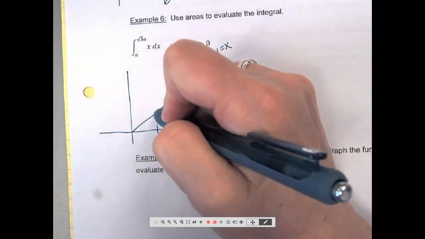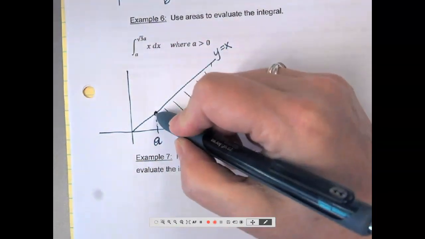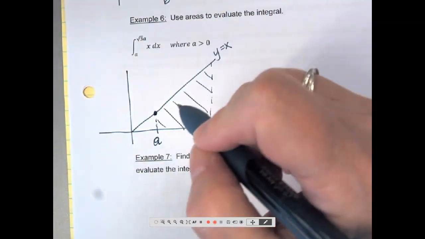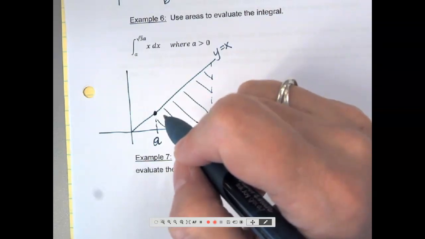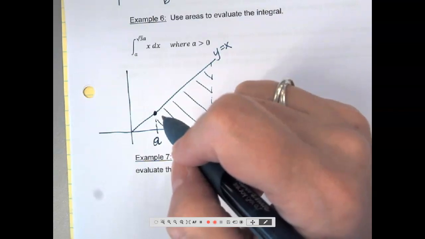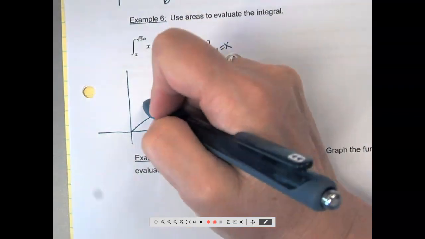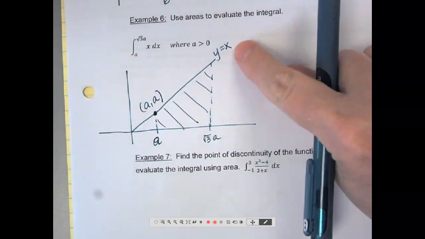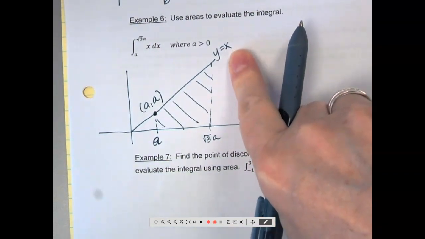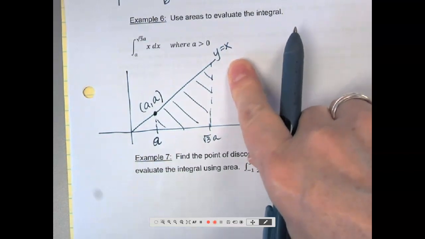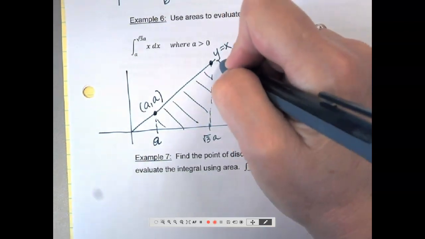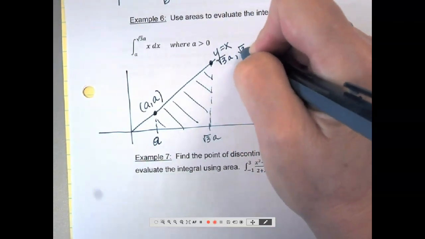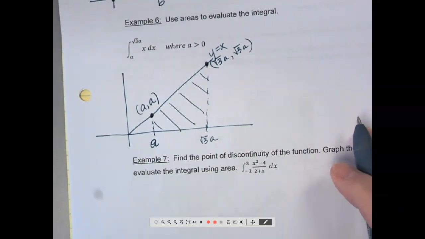What is this ordered pair right here? A and... What is f of a? It's just a. Here's the equation, y equals x. So whatever x is, that's what y is. So what is this ordered pair? Square root of 3a, square root of 3a. Okay, now we can do our trapezoid.